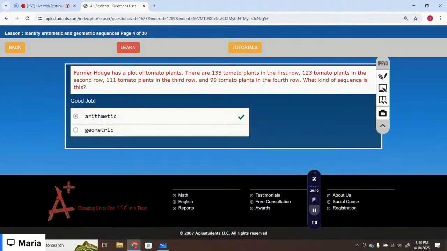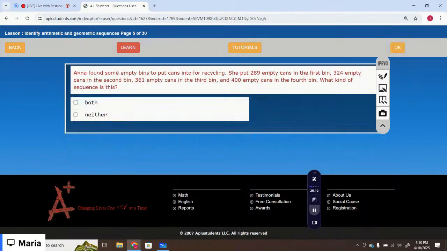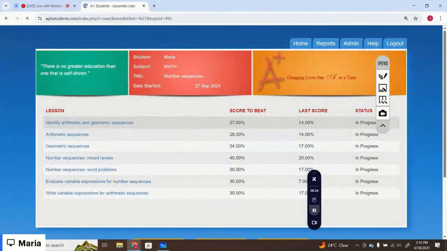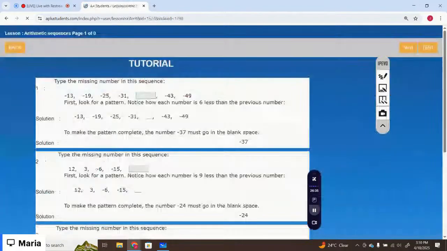Okay, you can complete the lesson by yourself today. Let me just move on to the next lesson. The next lesson is arithmetic sequences.